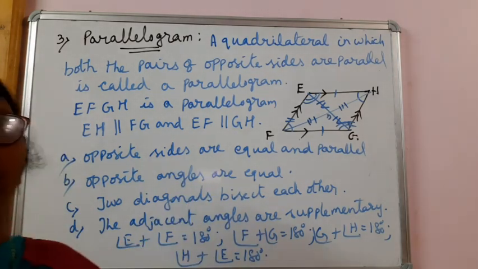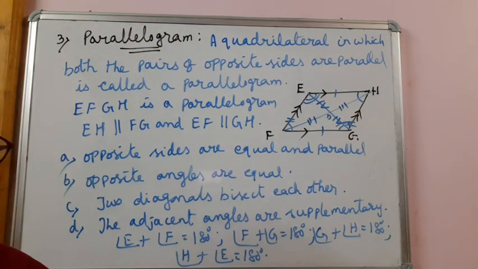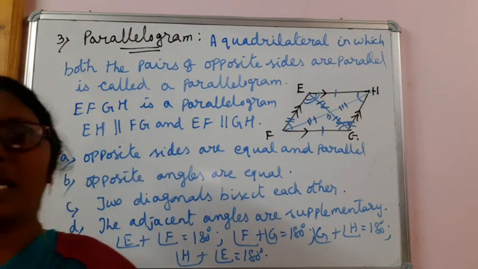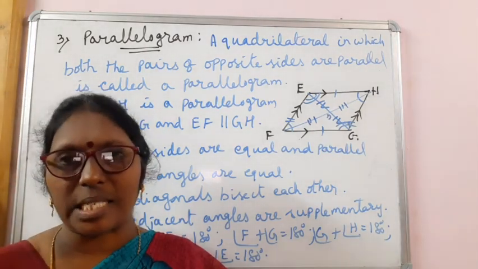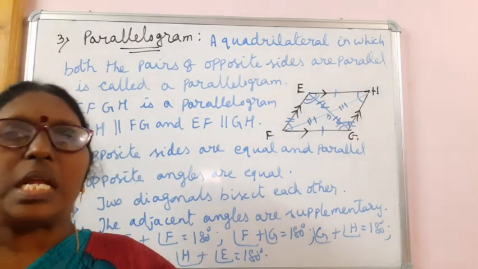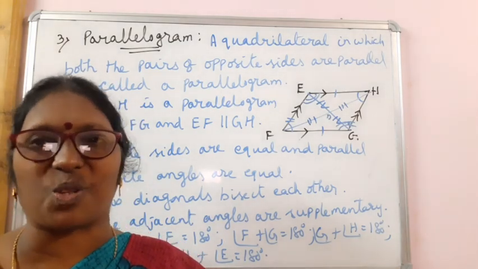The properties of these special types of quadrilaterals are very, very important. Today we have learned about three special types of quadrilaterals, and in the next class you are going to learn about the properties of rectangle, square, rhombus and so on.